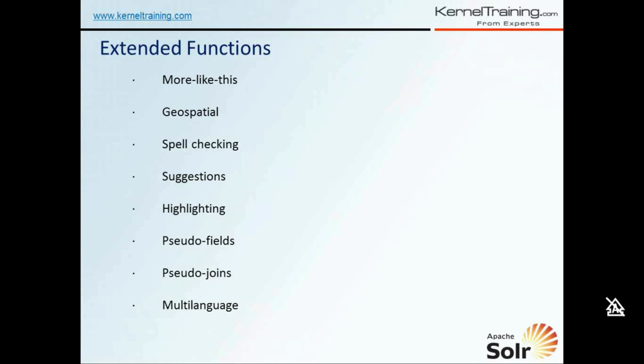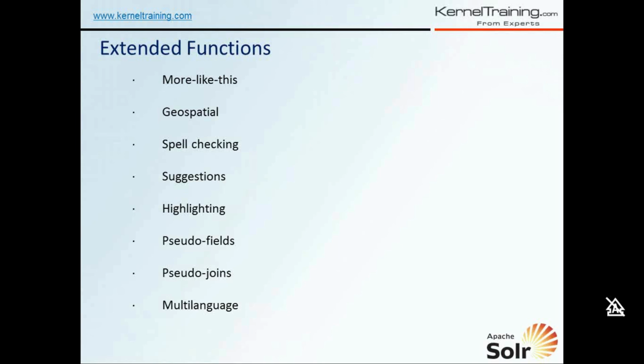Spell checking is there. We have suggestions. If something is not matching, we can suggest that your search did not match anything, so please try something else. That kind of suggestions we can provide. We can highlight the result. Pseudo fields are used when we need to find some similar items, so that kind of thing we'll do using pseudo fields and pseudo joins.